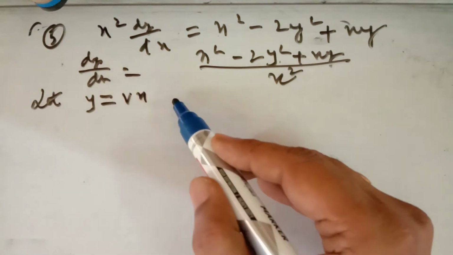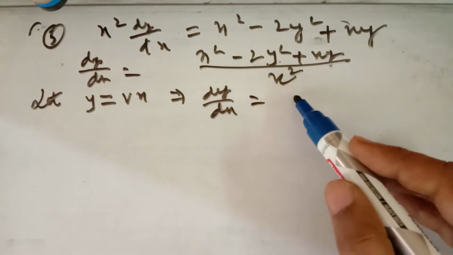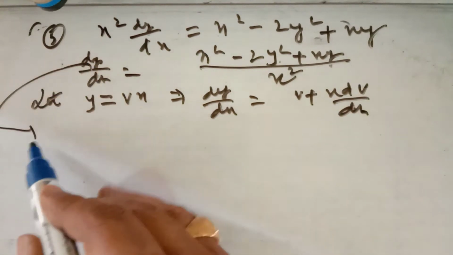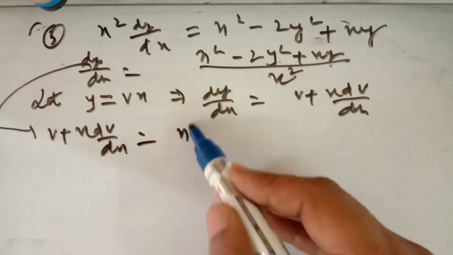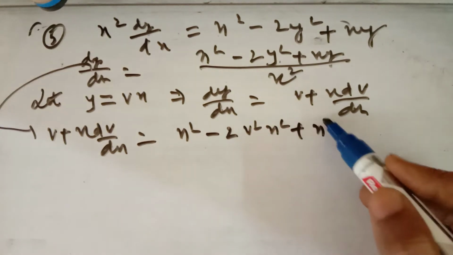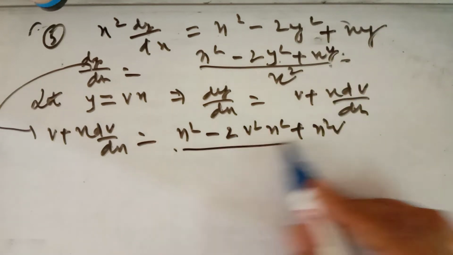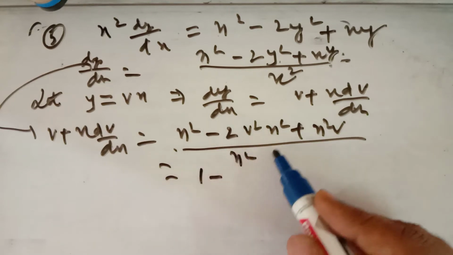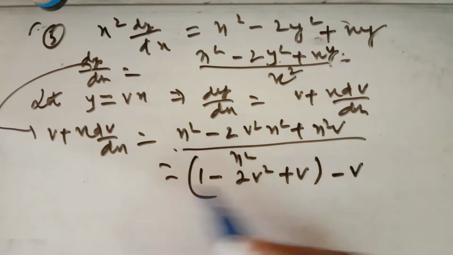So what you have to do is let y equal to vx always. So dy/dx will be v plus x dv upon dx. Replace it here: v plus x dv upon dx is equal to x square minus 2 v square x square plus x square into v. In place of y you have to replace vx, and x square will be cancelled out by taking x square common. So it is 2v square plus v, and take v to the right hand side.